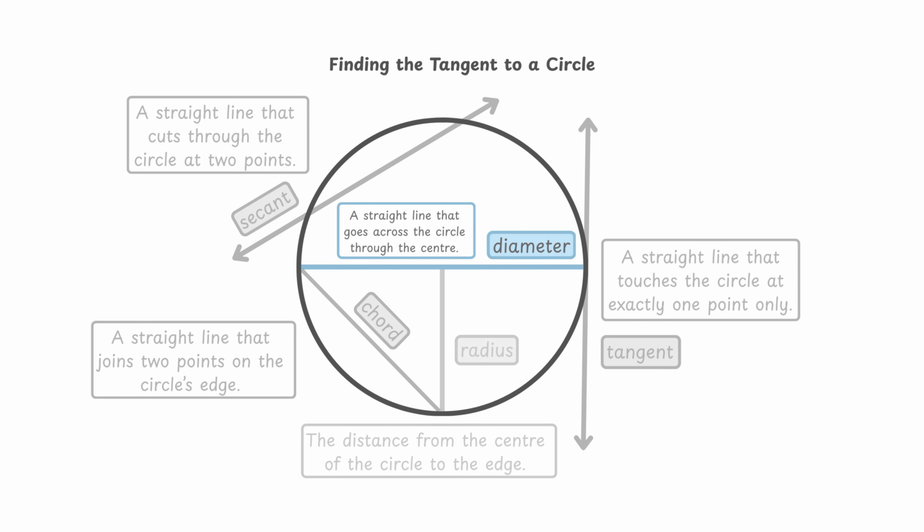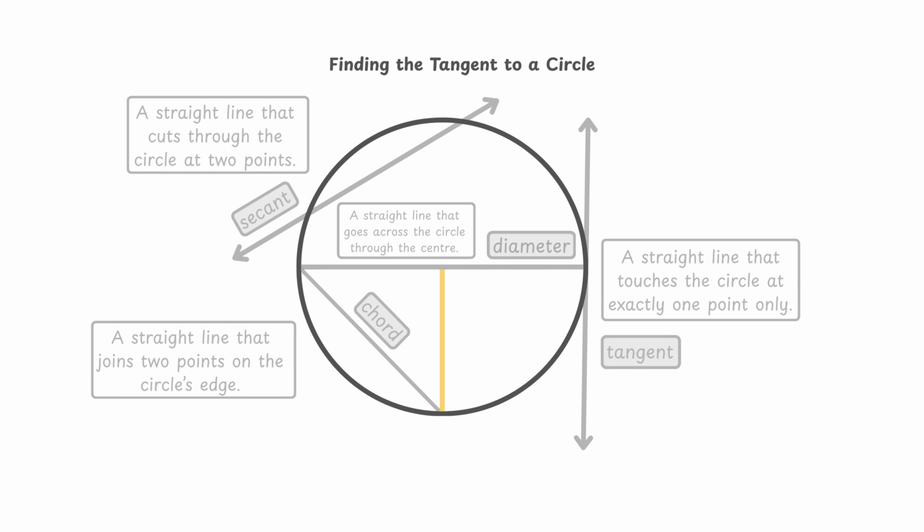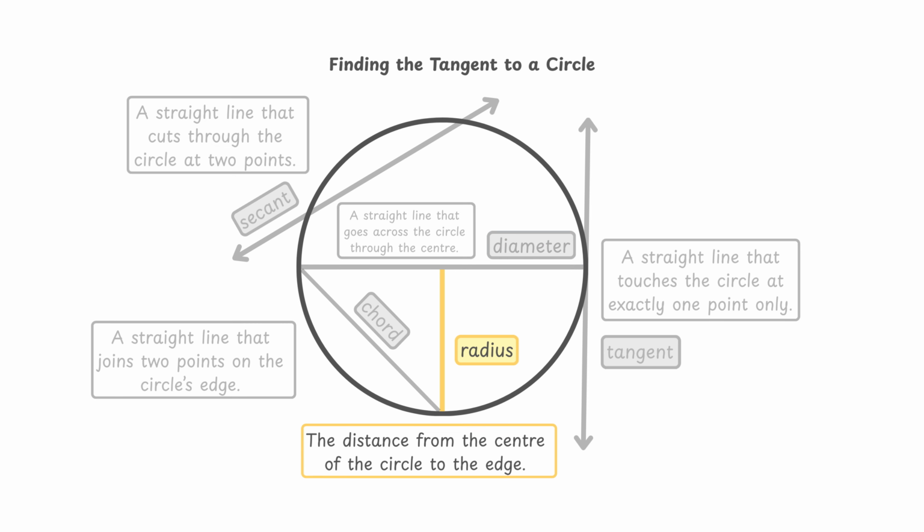Now, from the center going down to the edge, we have another line. This is called the radius. The radius is the distance from the center of the circle to the edge. It is exactly half of the diameter. So if you know the diameter, you can always find the radius. And if you know the radius, you can double it to get the diameter.